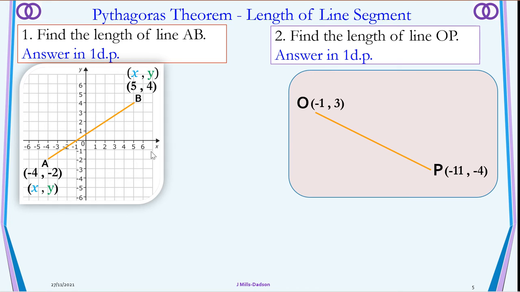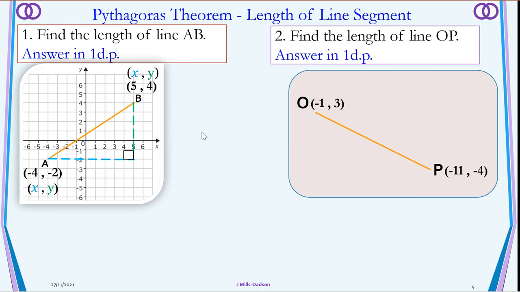Make a right angle triangle to connect AB. So it could be this way, or it could be the other way. Whichever way, it doesn't matter. Now what is left is to work out the length of the vertical line and the horizontal line. To work out the vertical line, you look at the gap between the y coordinates. For the horizontal line, look at the gap between the x coordinates.